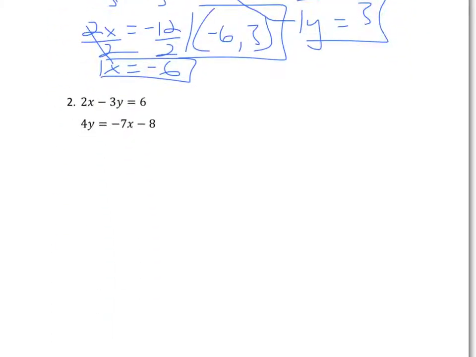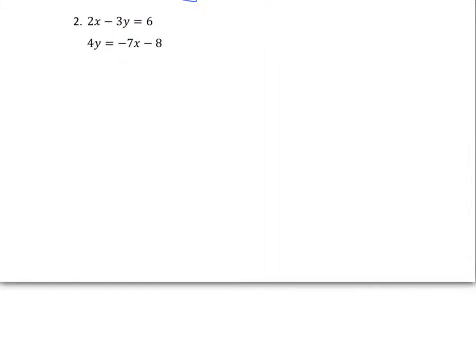One other example before we go to the word problems is right here. Once again, we don't have any matchups. Although we don't have matchups, we need to first get everything in line. Remember I said to get everything in standard form, ax plus by equals c. The top equation is fine. This bottom equation, we need to add 7x to both sides. When you do that, we'll have 7x plus 4y equals -8. And the other equation won't change: 2x minus 3y equals 6.